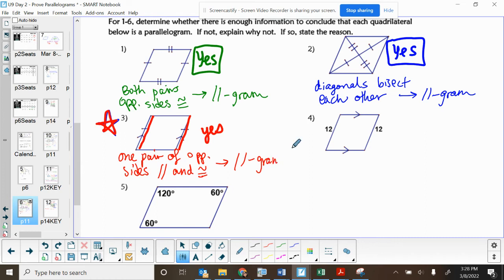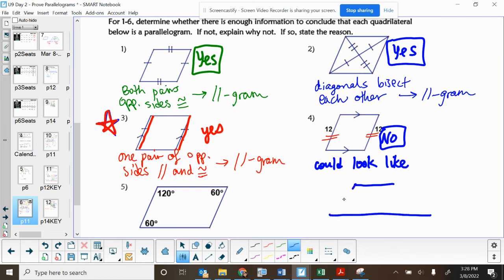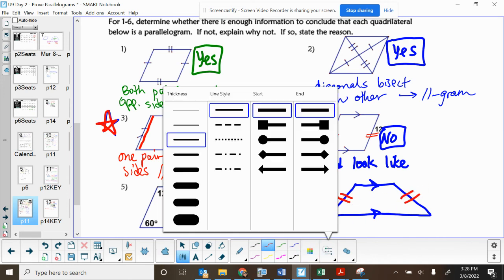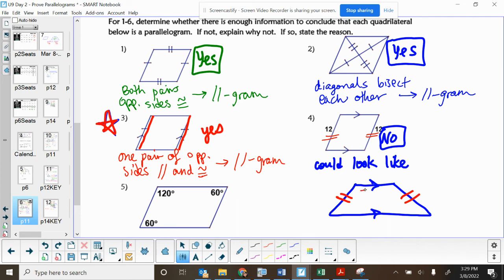So that's a parallelogram. This one, 4, looks really similar to 3. We do have a pair of opposite sides congruent, but then we have a different pair of opposite sides parallel. So this one is a no, because it could look like, let's see, we have a parallel and a parallel and a congruent and a congruent. So it could look like that, which is actually not a parallelogram. It's an isosceles trapezoid.